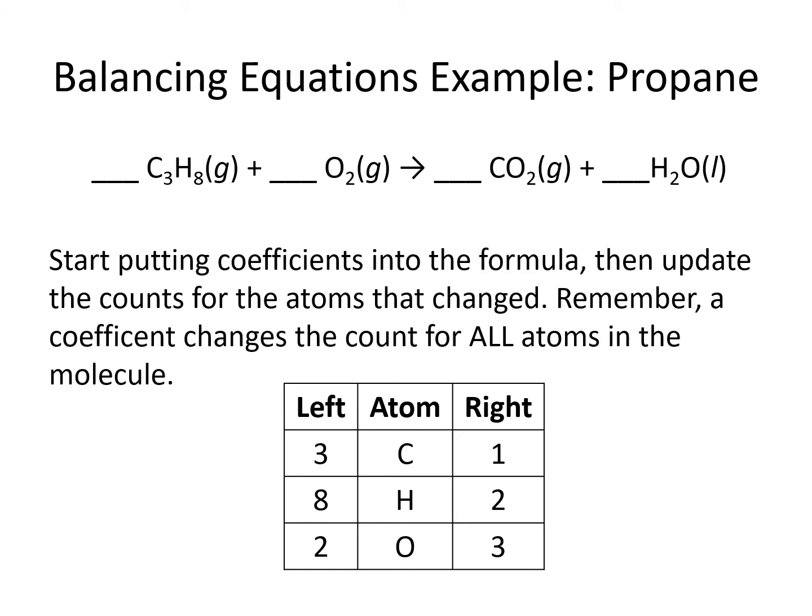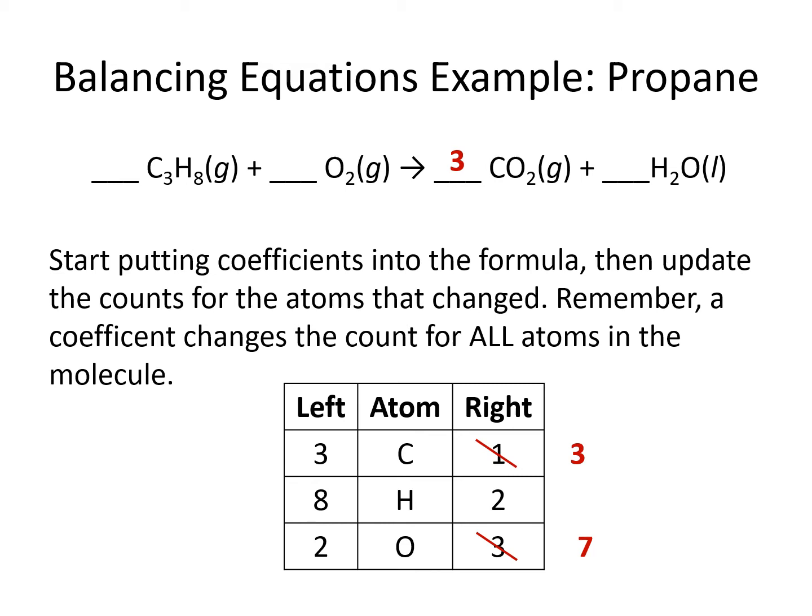We're going to start putting our coefficients in. We'll do it for the CO2 first. We'll change the number of carbon atoms on the right to match the number of carbon atoms on the left. Right now, we have 3 carbon atoms on the left. In order to get 3 carbon atoms on the right, we need to put a 3 in front of our CO2. Now we have 3 carbon atoms on the right.